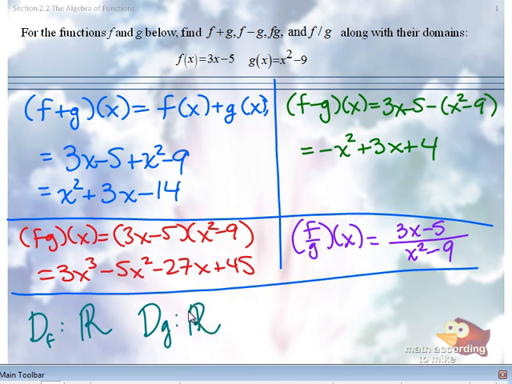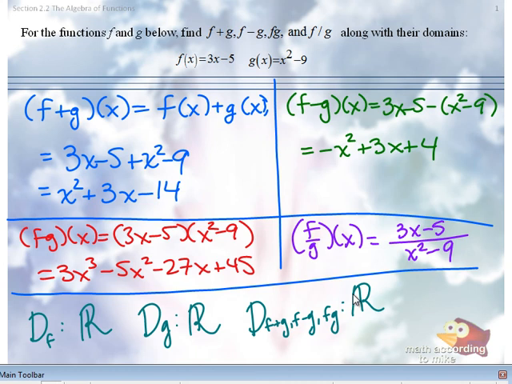So all numbers you can think of are in the domain of f. All numbers that you can think of are in the domain of g. So what numbers do those domains have in common? All real numbers. So the domain of f plus g, f minus g, and f times g is all real numbers, because it works for each part.